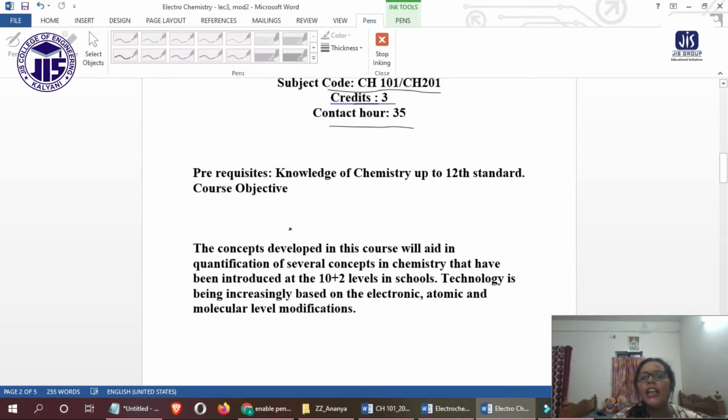This is the course objective of our course, that is the concept developed in this course will aid in quantification of several concepts in chemistry that have been introduced at the 10 plus 2 levels in school. Technology is being increasingly based on the electronic, atomic and molecular level modifications.